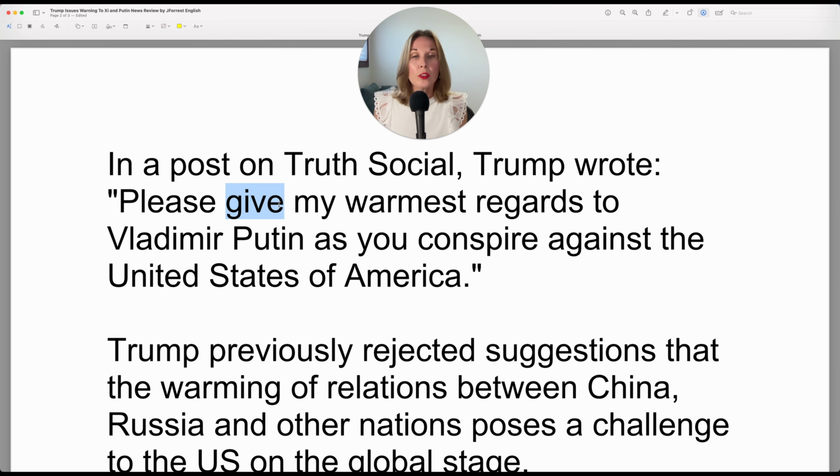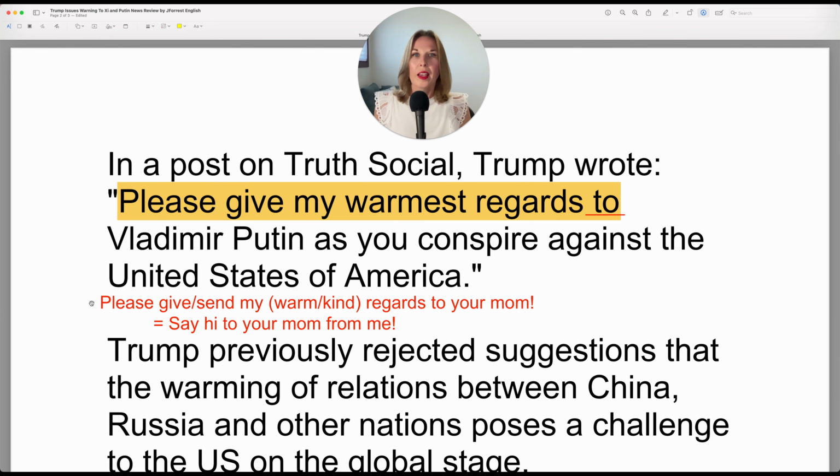Now, you can also send someone your regards, and you can change the adjective. So you don't need to use warmest. You could say, my kind regards. Warmest is in the superlative form. You could say my kindest, or you could just say my kind regards or another adjective. As I said, this sounds like a more formal expression.